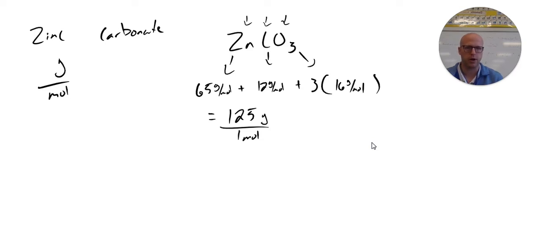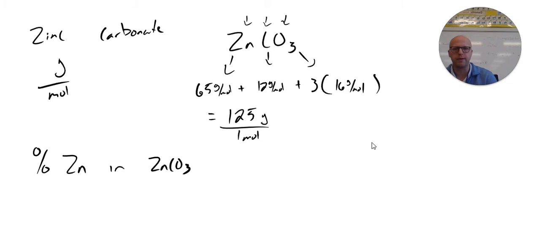Not all of it would be due to carbon, not all of it would be oxygen, but a percentage of each of this total is due to each one of these. So let's determine what is the percent zinc in zinc carbonate. Well, how do I find percentages? What part over the total? Well, in this case, what's my part? My part is zinc. Okay? All right, so what's the mass of zinc?